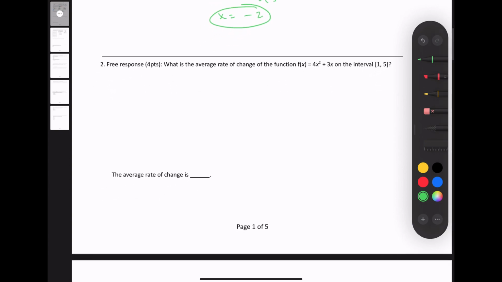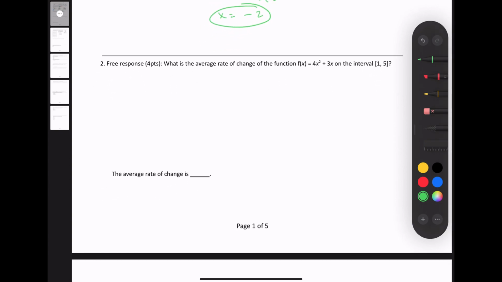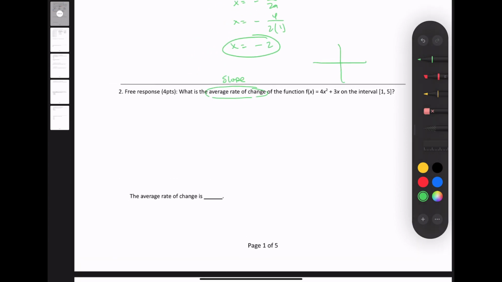Question number 2, free response. What is the average rate of change of the function? So remember, average rate of change is a fancy word for slope. If you quickly did a simple graph, what you're trying to find is between 1 and 5. Basically, you're finding the slope of the blue line.